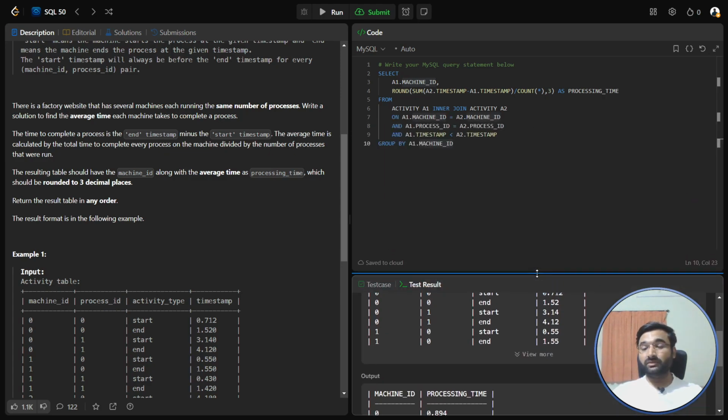So the key takeaway over here is to use the round function, calculate the average, and give it a new column name, which is processing time. These are just normal conditions which the question demands. The key takeaway was to use round, put it in brackets, with the sum inside. Then I want to know the exact time and add it, so a2 timestamp minus a1 timestamp, right? Divided by the count of the number of processes. And we'll take it to 3 decimal places.